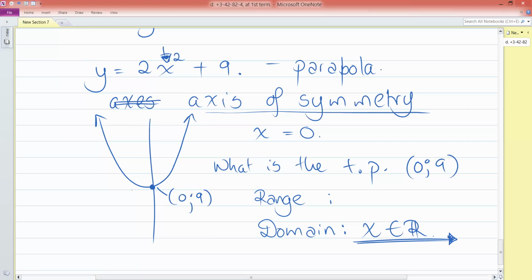Is it only for the hyperbola, ma'am? Yes, it's only for the hyperbola. Good. And then the range for this one, we've got less than a minute. This is going to be y is greater than or equal to 9.